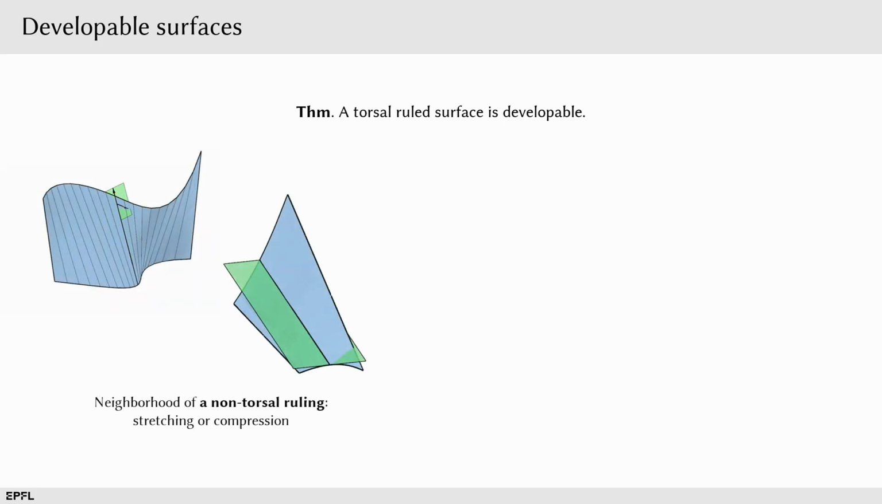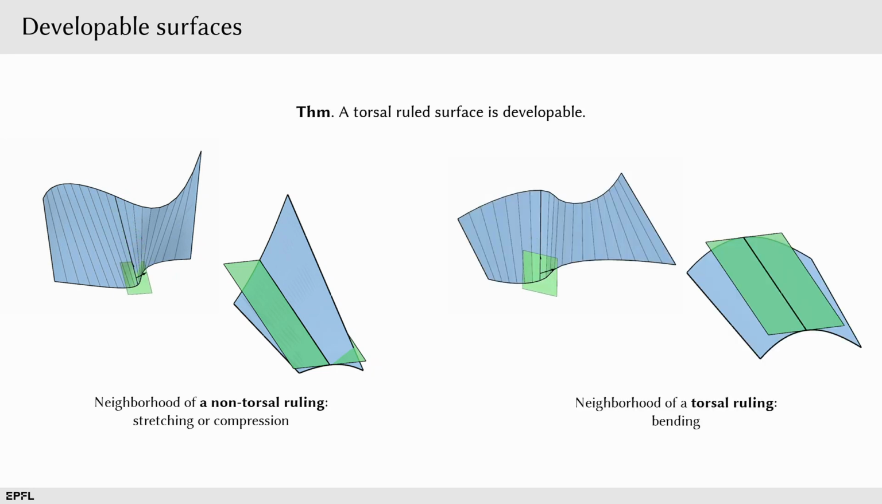Torsal ruled surfaces play an important role when it comes to developability. The following is a known statement from differential geometry, namely that a torsal ruled surface is developable. In the context of this mini course, there is not enough time to provide the proof or the background, but we would just like to leave you with this intuition. In a neighborhood of a non-torsal ruling, the tangent planes rotate, and because of this rotation, there is local stretching or compression. In the neighborhood of a torsal ruling, on the other hand, we have only local bending behavior.